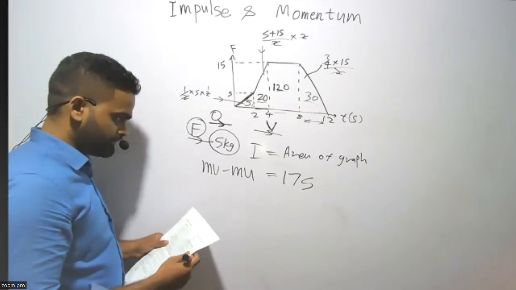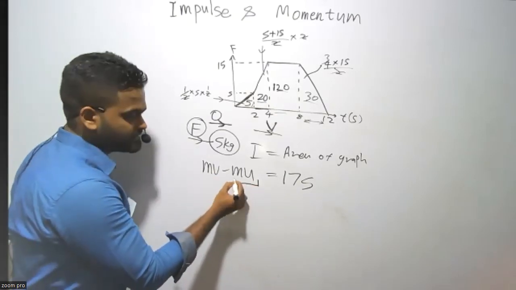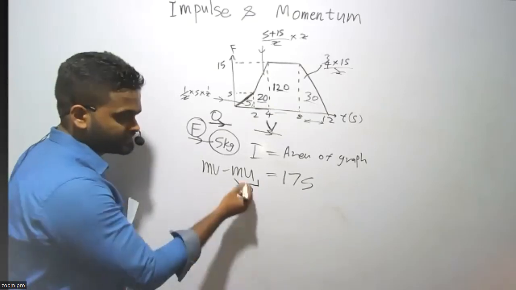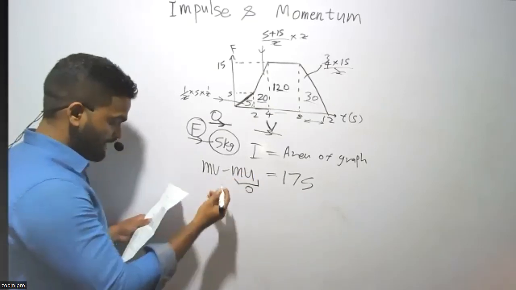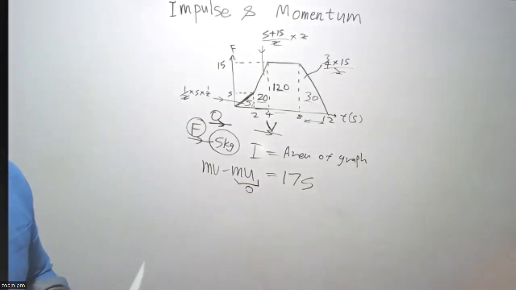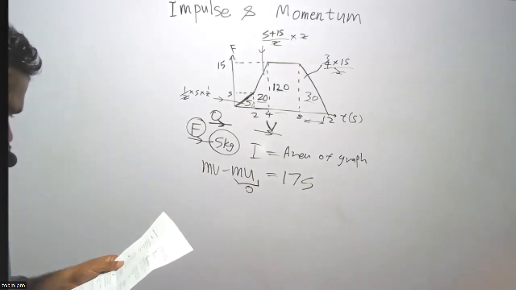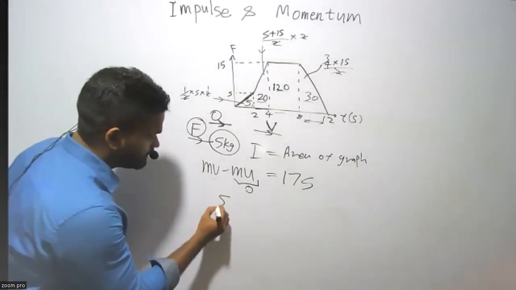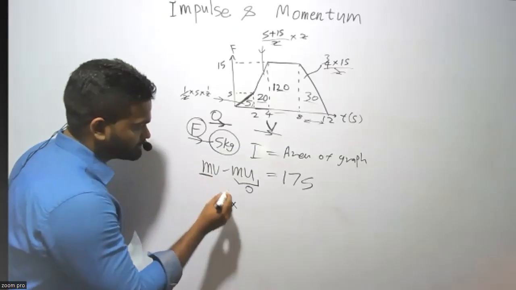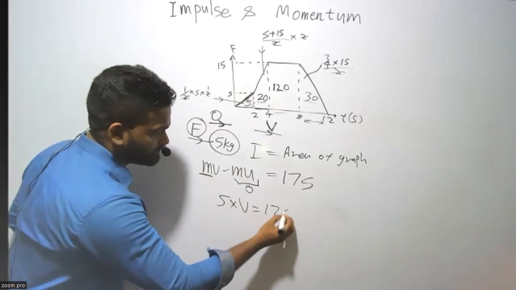Then this initial velocity is 0. Initial velocity is 0, so this term becomes 0. Mass is 5 kilogram, 5 kilogram times V, that is equal to 175.